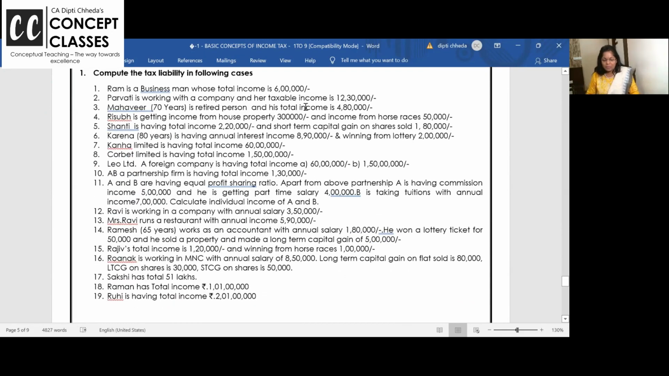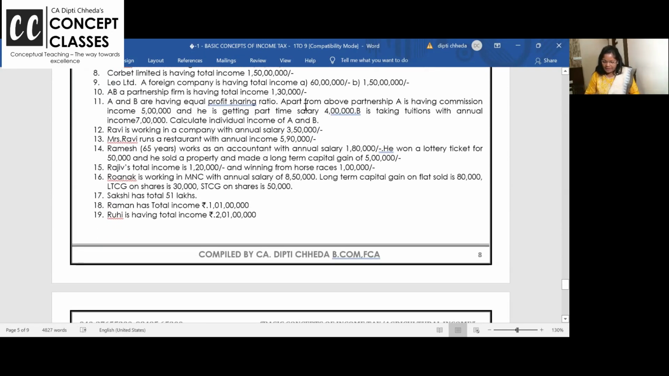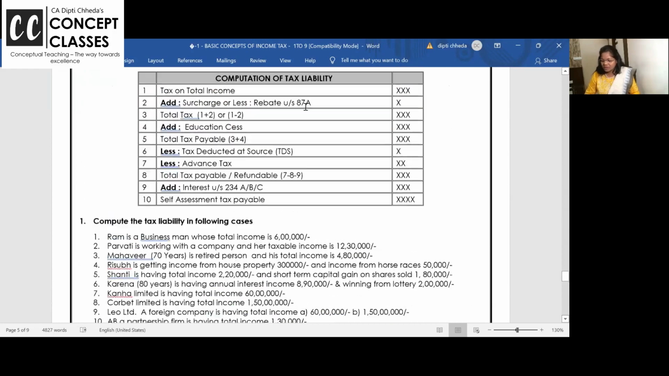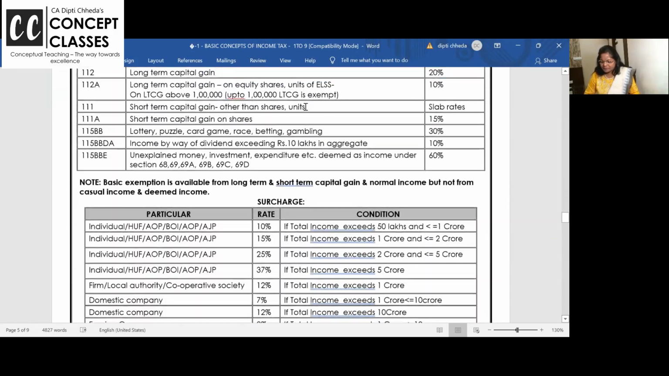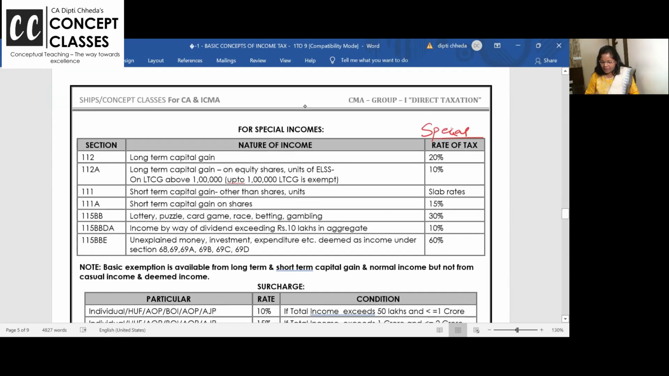Are you seeing all these problems, 1 to 19? We are going to do these also. So by the time you finish this chapter, you'll be super clear. All right. Okay. Long-term capital gain.